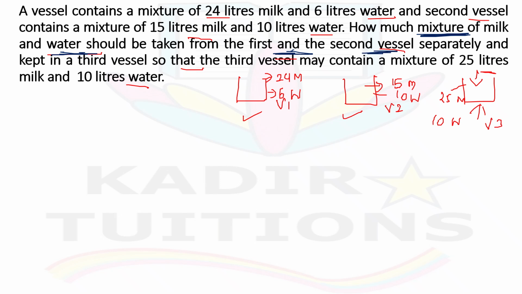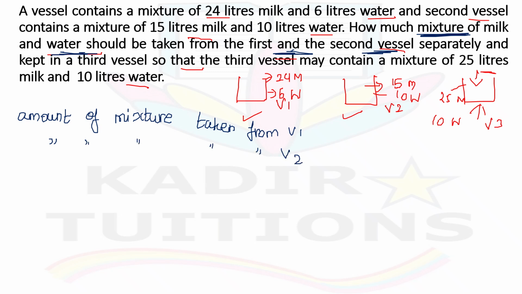So what I am going to find now is the amount of mixture taken from the first vessel, because once we know what we are going to find, then it is easy to proceed with this problem. So the amount of mixture taken from vessel 1, and the next one is the amount of mixture taken from vessel 2. These are the two things we need to identify. Since these two are unknown, I'm keeping this as x and this as y. So the amount of mixture taken from vessel 1 is x and from vessel 2 is y. Okay, now we'll start doing the problem.